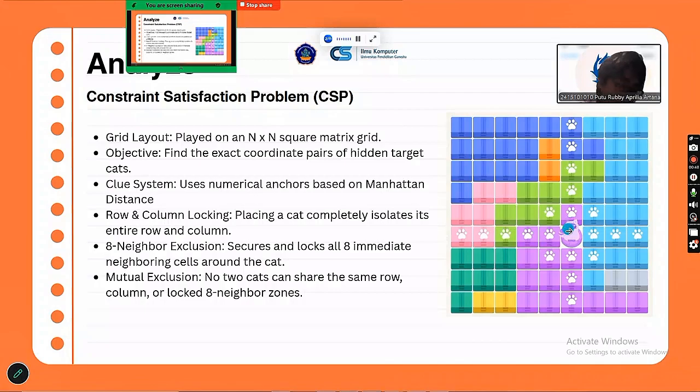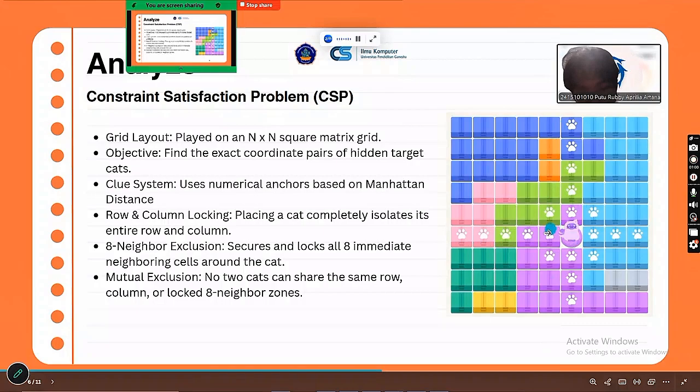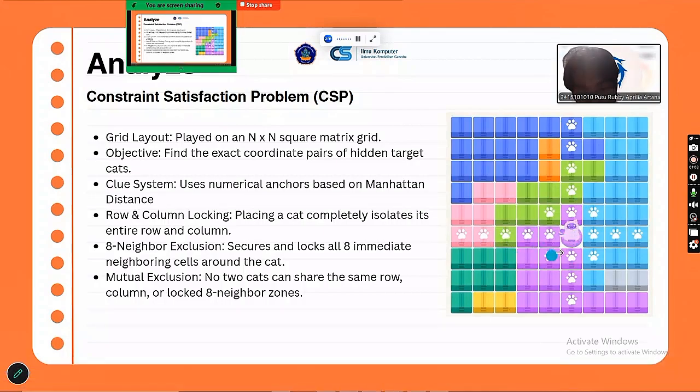Okay, so as you can see here, the cat with the purple color has its own row and its own column, and also the edge box around it, because in this game, just like the n-queens problem, the cats do not conflict with each other.